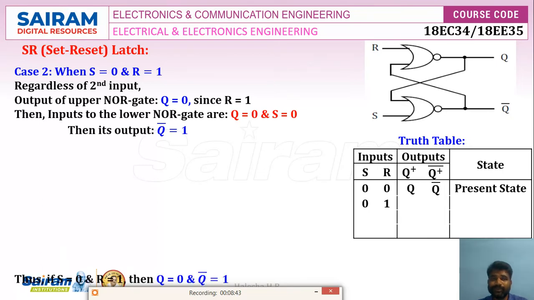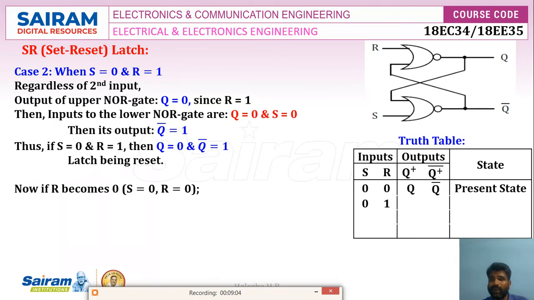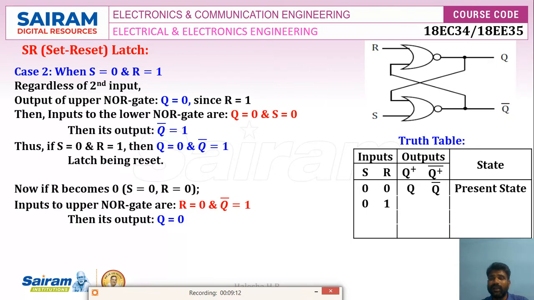Correct? So if S is equal to 0, R is equal to 1, then Q is equal to 0, Q bar is equal to 1. So the latch is being reset. Again, now if R becomes 0, that means both become 0 0. Now the value is Q is equal to 0, Q bar is equal to 1. The inputs to the upper NOR gate are R is equal to 0, Q bar is equal to 1. Its output is 0, and that is connected as input to the lower NOR gate. So for the lower NOR gate, Q is equal to 0, S is equal to 0, so its output is 1.